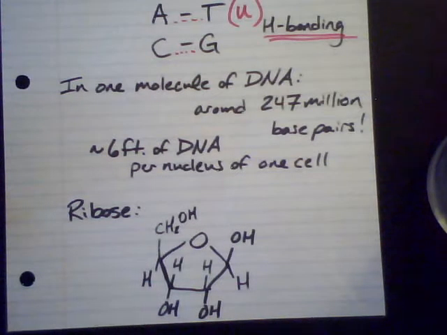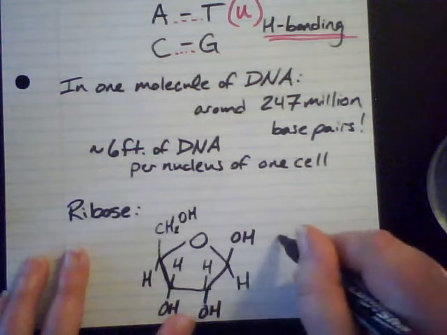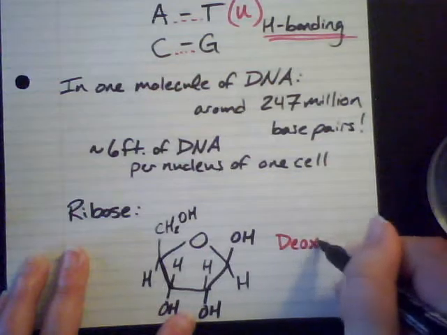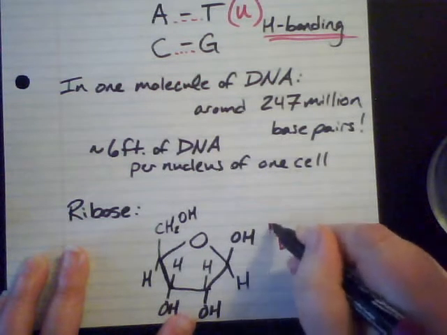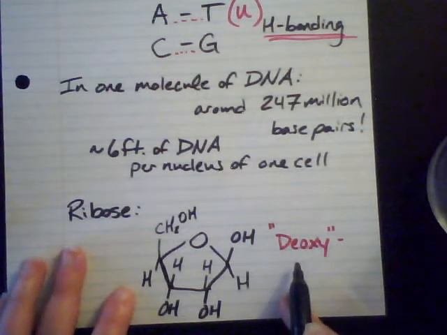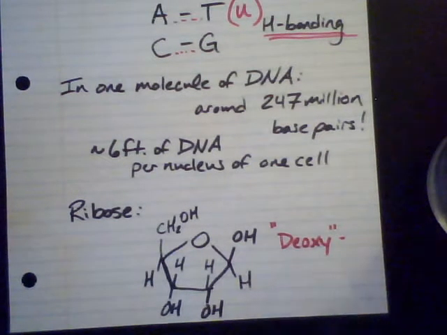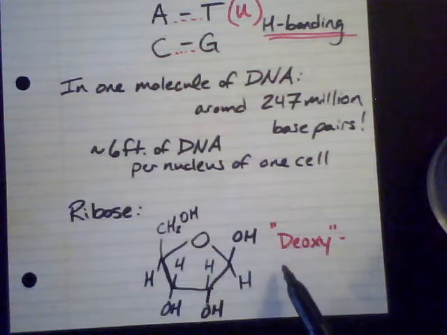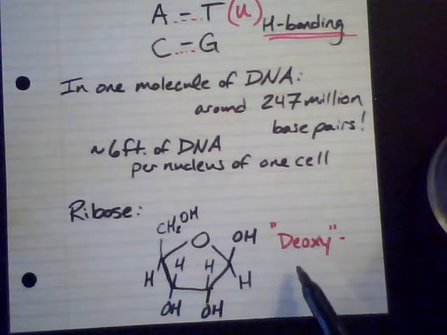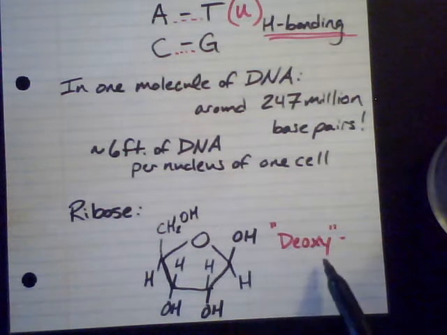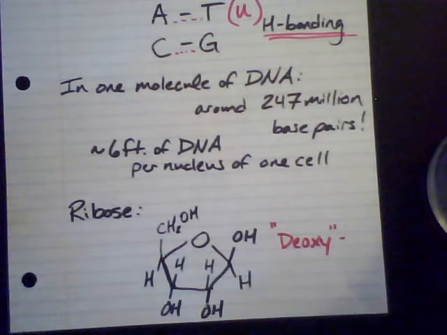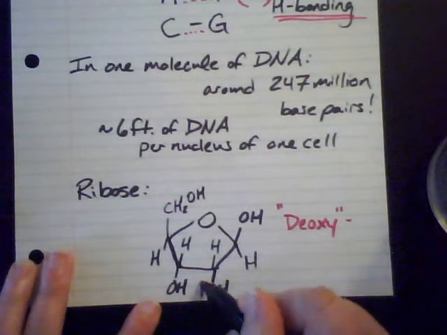This is ribose. For deoxyribose, the deoxy part, D usually means to remove something, right? To detoxify your body, for instance, if you were doing a cleanse or something. If you were going to detox, then you'd be removing toxins. So deoxy is the removal of oxygen, and it's from this position in particular.